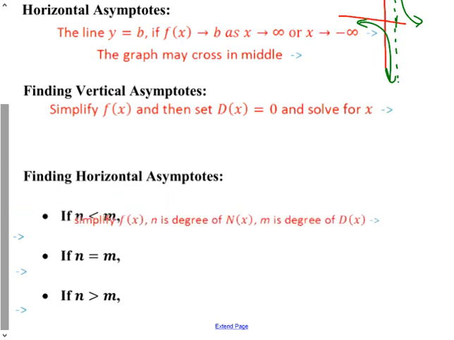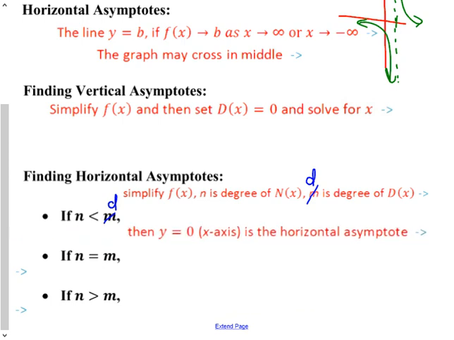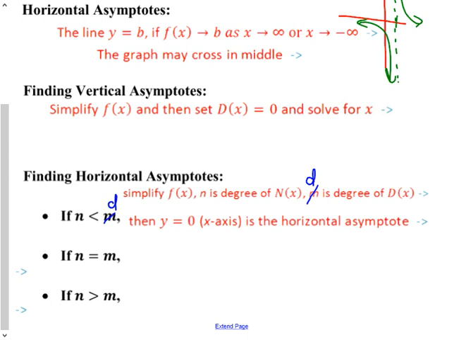Finding horizontal asymptotes. Now again, horizontal asymptotes are basically end behavior. We're simplifying f(x), where n is the degree of the numerator n(x), and d is the degree of the denominator d(x). Right? N for numerator, d for denominator is just going to keep us simpler. So what if the numerator's degree is less than the denominator's? If the numerator's degree is smaller, the denominator wins, per se, right? And then our y will go to 0, aka the x-axis will be the horizontal asymptote.